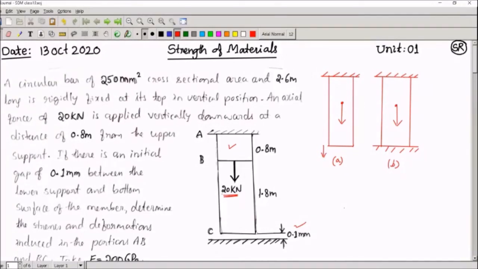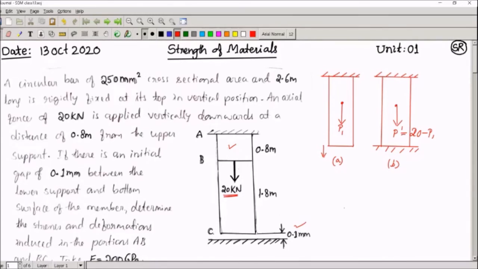A portion of the 20 kilonewton load is utilized by portion AB in undergoing deformation of 0.1 mm. That load we have to identify. It will be less than 20 kilonewton. So once it is found out, the remaining load will be applied here, P dash. So let us say P1 is the amount of load utilized by portion AB to undergo deformation of 0.1 mm.